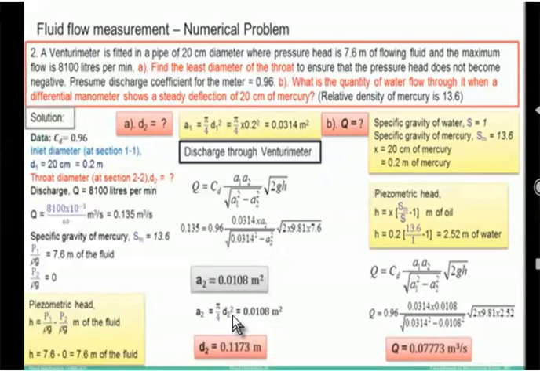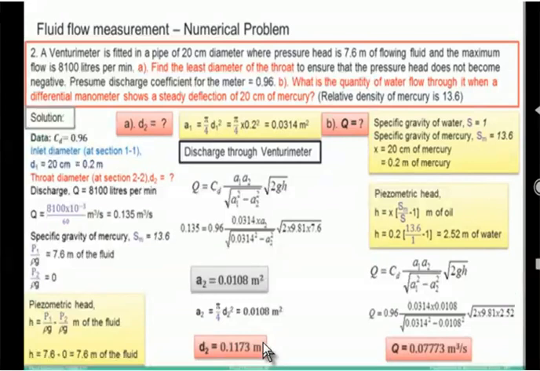But we know that A2 is equal to what? Pi by 4 dt square. The only thing unknown here is d2, so multiplying and simplifying it, you will get dt is equal to 0.1173 meter. This is the least diameter of the throat. Okay, this is the first answer required.